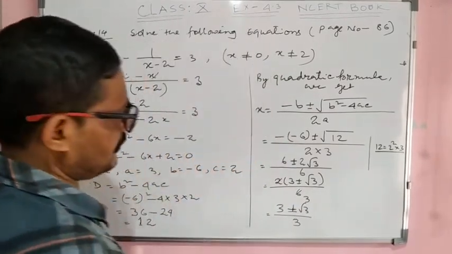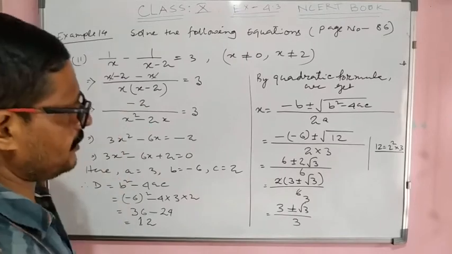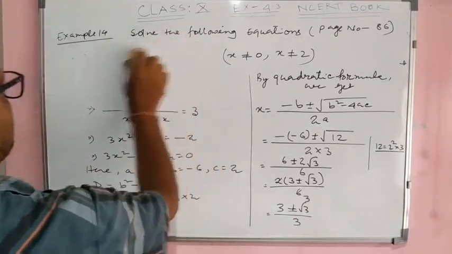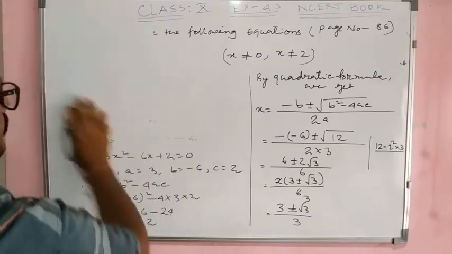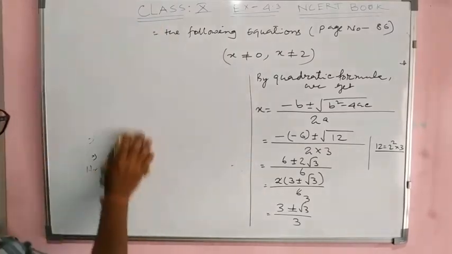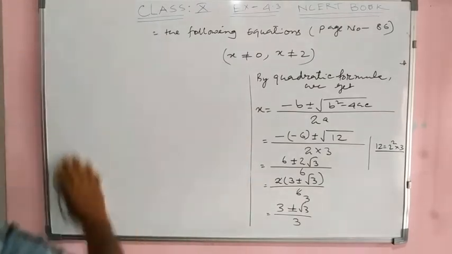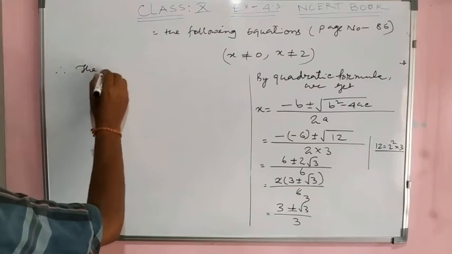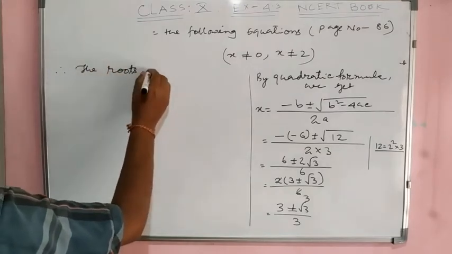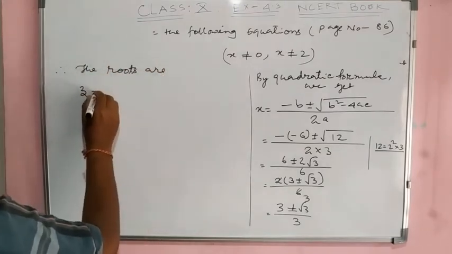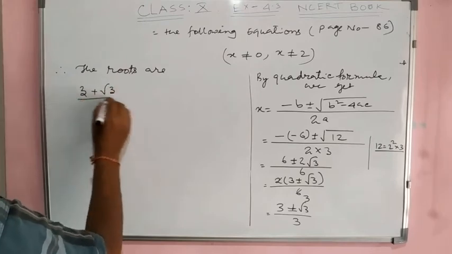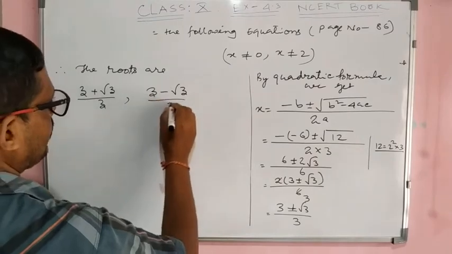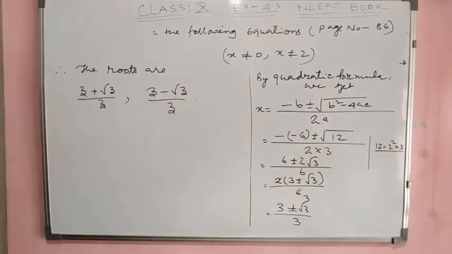Therefore we get the roots as, one time writing plus and one time writing minus. Therefore the roots are (3 plus root 3) by 3 and (3 minus root 3) by 3. These are the roots of this equation.